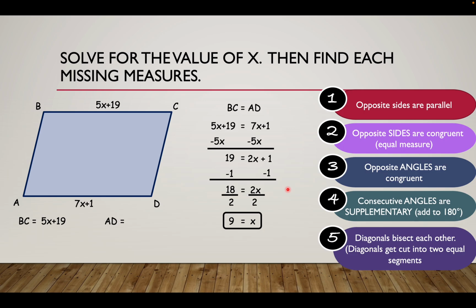To figure out what the length of BC would be, we can take our x value and plug it in. 5 times 9 plus 19, BC equals 64. We know that AD should be 64, but let's verify that we have the right value for x. So if we plug 9 in for x, we can verify that AD is 64.